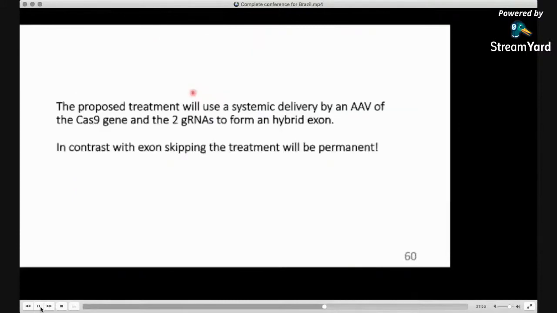We are thus proposing a treatment of Duchenne muscular dystrophy, which would be the systemic delivery by an adeno-associated virus of the Cas9 gene and of 2 guide RNAs to form a hybrid exon. In contrast with exon skipping, which is a treatment done at the level of the messenger RNA, the treatment that we propose at the level of the DNA would be permanent.